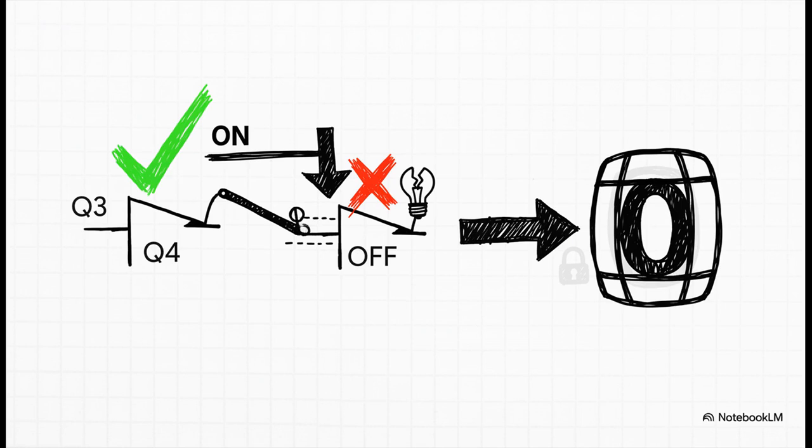And a permanently on Q3 creates a domino effect. It's always going to be drawing current, which pulls the voltage at the base of Q4 low, and that keeps the output transistor Q4 permanently off. The result? Our OR gate isn't an OR gate anymore. Its output is just stuck at logic 0 all the time.